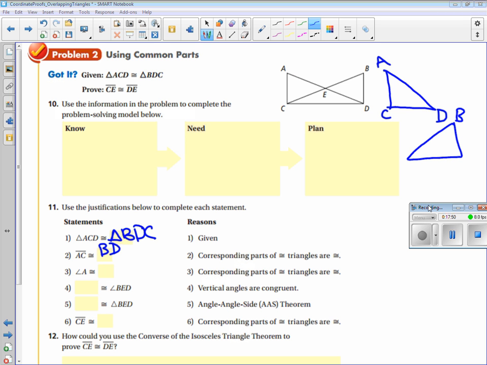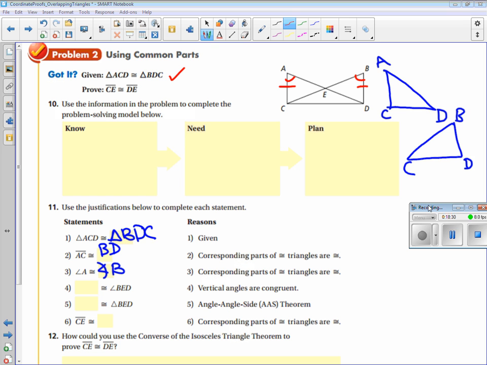All right, so now I have statement 3. Amira, you're up. What does angle A correspond to? Great, okay. So I have that AC is congruent to BD. I have that angle A is congruent to angle B. You with me so far? Notice what triangles Lucia separated. She showed the ones that were given to me as congruent, right?